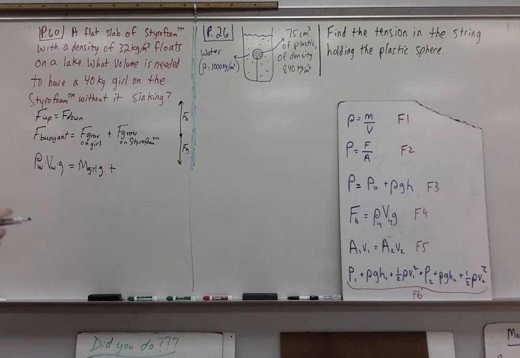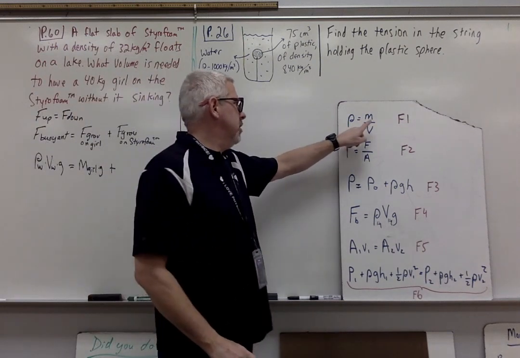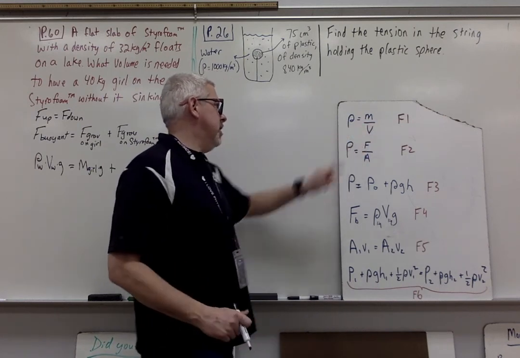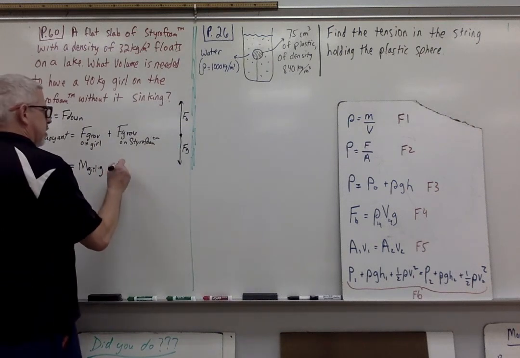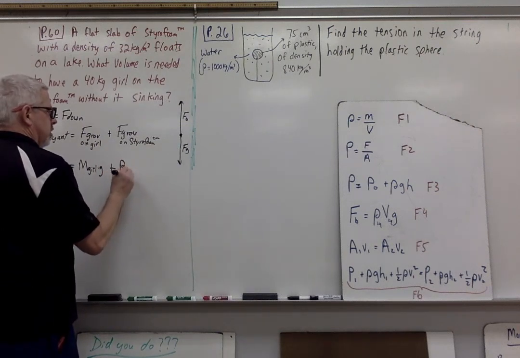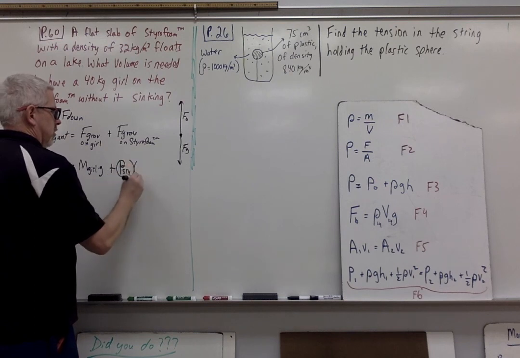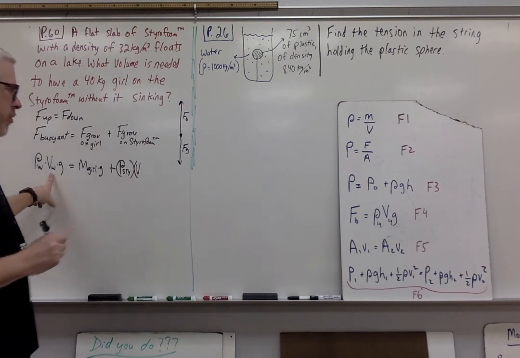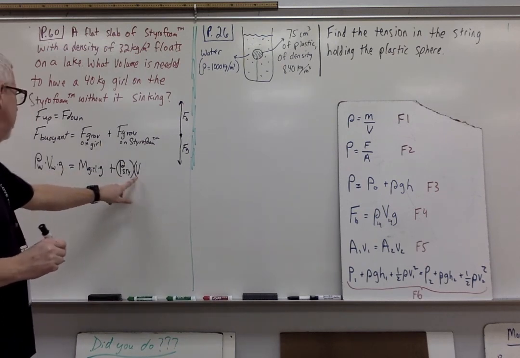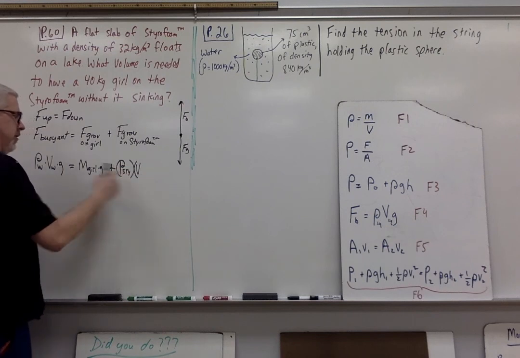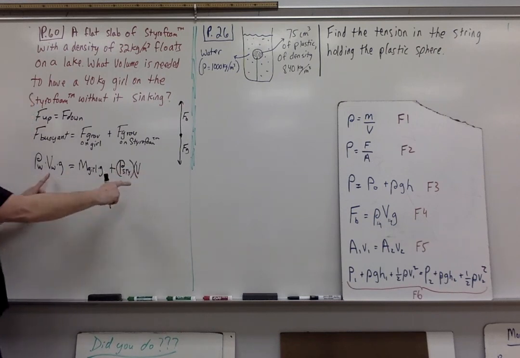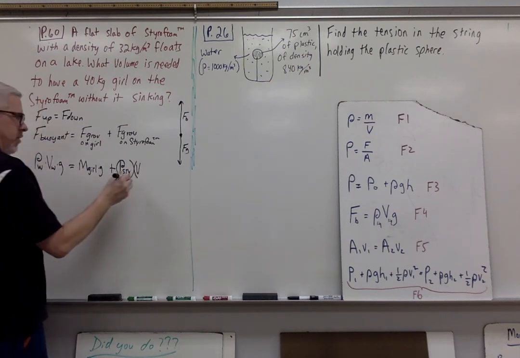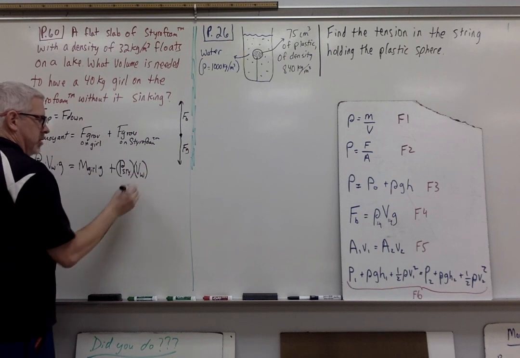How do I find the gravitational force on the styrofoam? Well, I know the density equation. Mass is equal to volume times density. So it's going to be basically the density of the styrofoam times V. But the volume of the water displaced will equal the volume of the styrofoam. So those two V's could be the same. I'm going to put that as the volume of the water displaced.